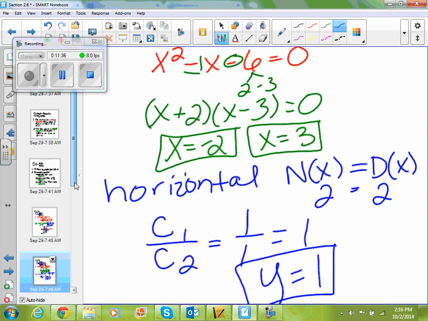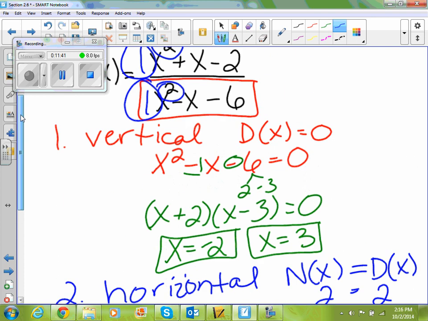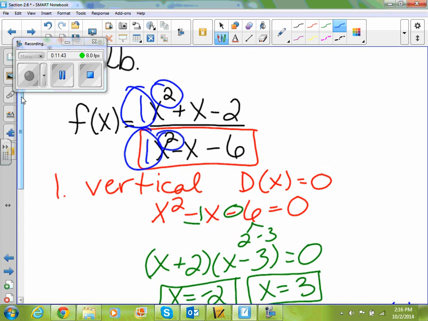Where did this go? Yeah, but it's not like, there we go. It's not letting me scroll up.